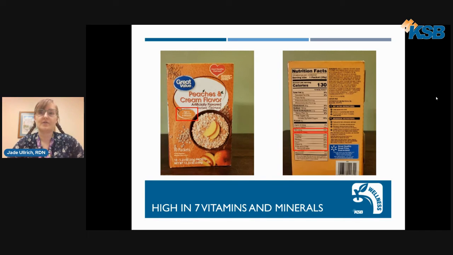Next, this oatmeal is high in 7 vitamins and minerals. As you can see on the front of the box, in the highlighted area, it shows that it's high in these 7 vitamins and minerals. And if you look on the back at the label, it shows that these provide 20% daily value for iron, vitamin A, thiamine, riboflavin, niacin, B6, and folate.